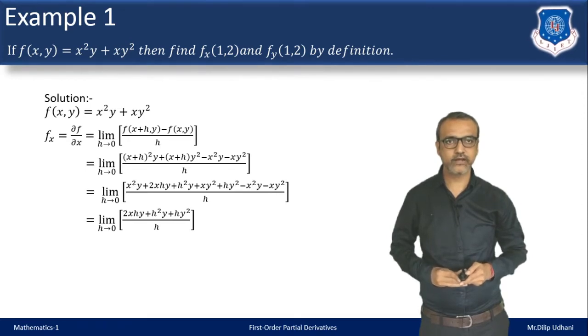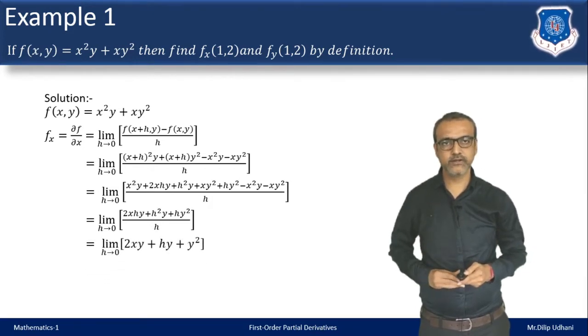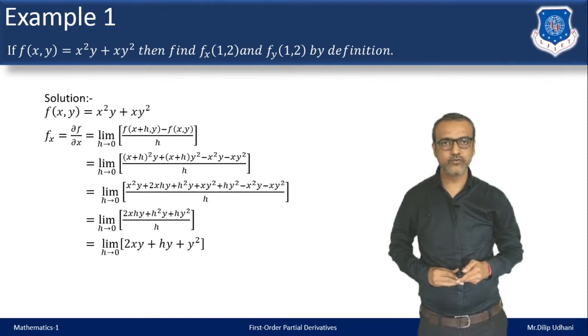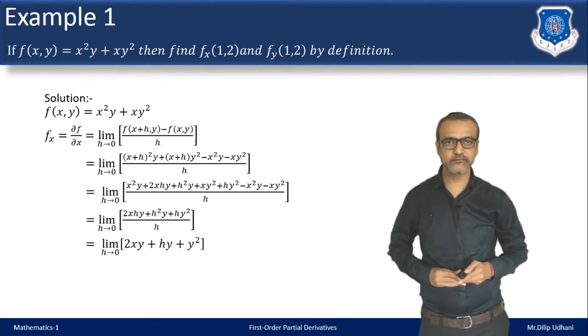Similarly, xy square and xy square will cancel out, and the result is limit h tends to 0, 2xhy plus h square y plus hy square upon h. Now taking h common from the numerator, so h from the numerator and denominator will cancel out, and the result is limit h tends to 0, 2xy plus hy plus y square.